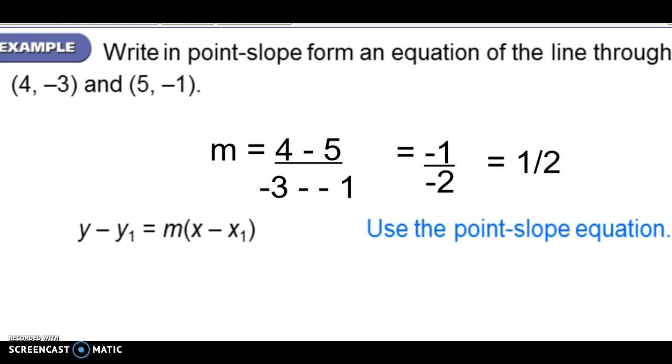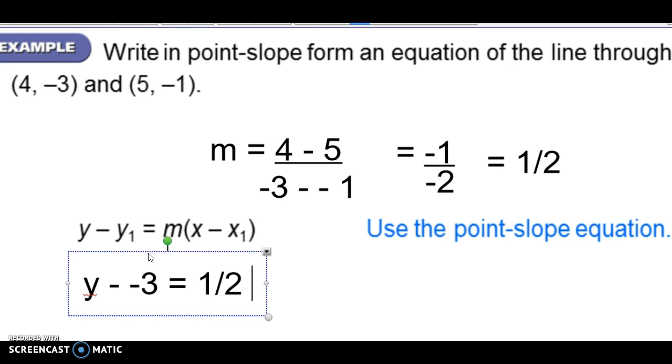So I'm going to use the point-slope equation. I'm just going to choose one of the points. It doesn't matter which one. I think I'm going to go with (4, negative 3), and I know what my slope is. So I'm going to fill in here y minus, I'm going to use the number negative 3. Then I'm going to write the slope, which is 1/2. And then I'm going to fill in x minus, using that x value that goes with it. That's the 4. And I'm done.